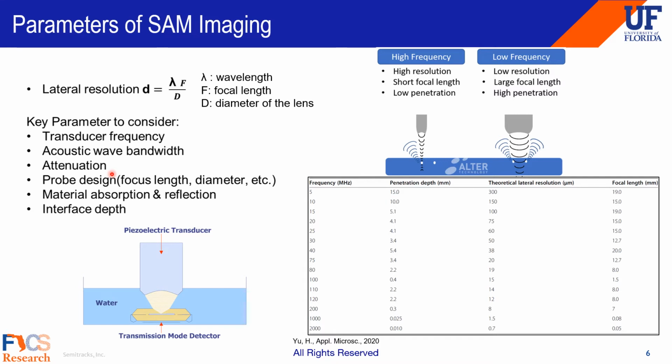Attenuation also plays a big part here, since the higher the frequency, the more significant the attenuation effect will be. We also have to consider the probe design, such as the focal length. So for a high frequency probe, we'll see that it has a short focal length, since the high frequency wave attenuates faster than the lower ones. We also have to consider the diameter of the lens, which is related to the lateral resolution.